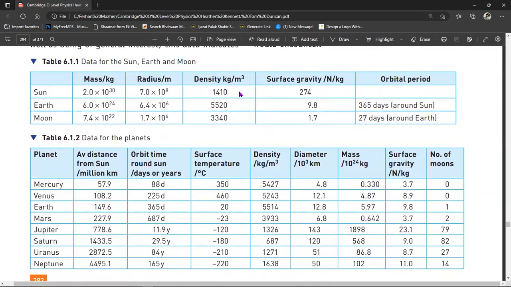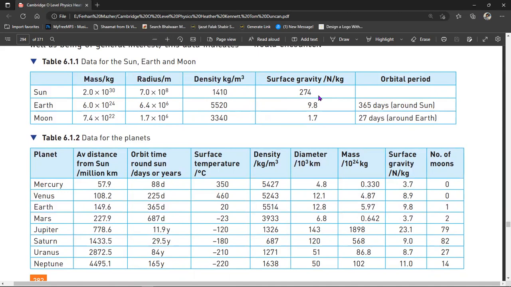The density of the sun is 1410 kg per meter cubed. The density of the earth is 5520 kg per meter cubed. And the moon's density is 3340 kg per meter cubed.